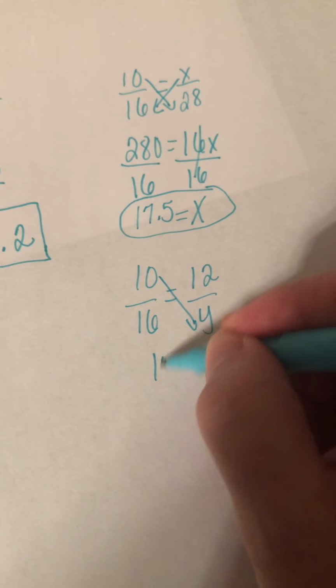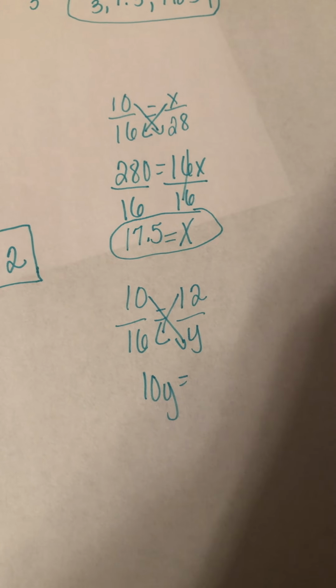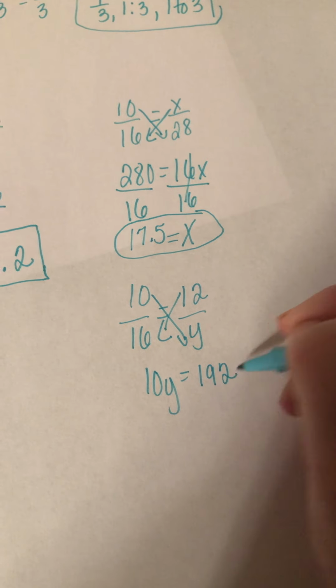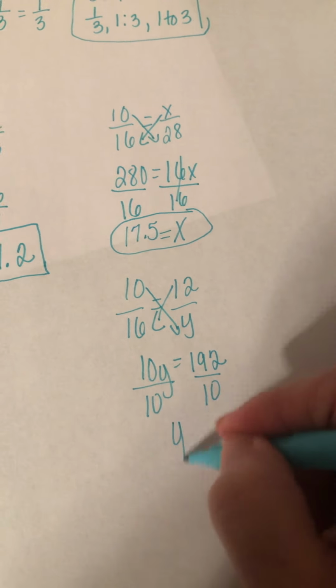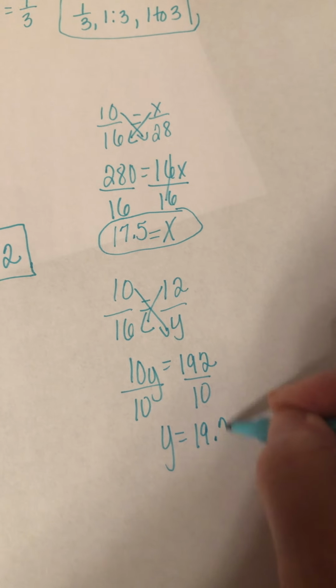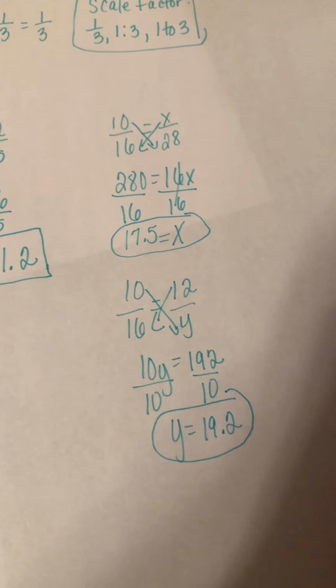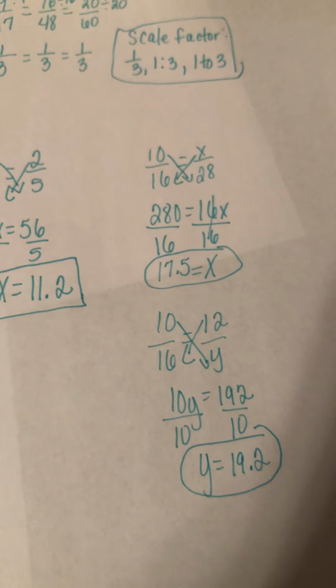We have 10 times y, which is 10y. And next, we're going to have 16 times 12. That's going to give us 192. And once again, let's divide, but this time we'll divide by 10, and we'll get y is equal to 19 and 2/10. Now this is another terminating decimal, so it's fine. Remember, we love terminating decimals, but we want to use fractions for our repeating decimals.